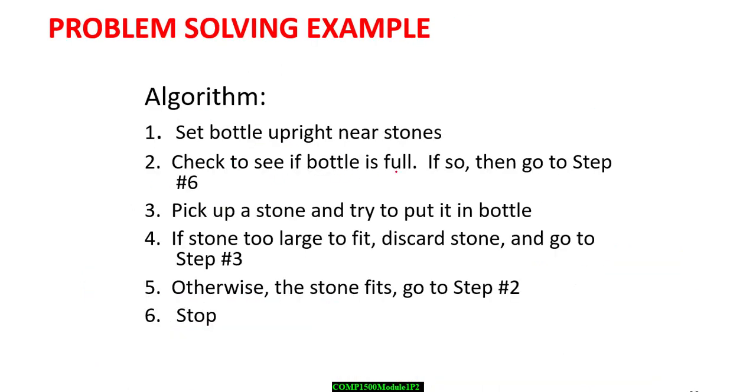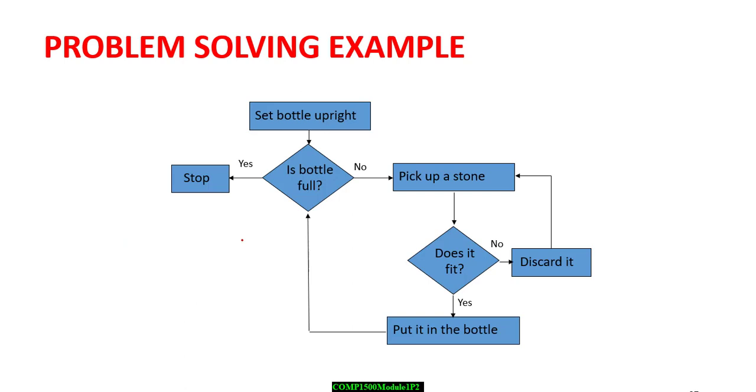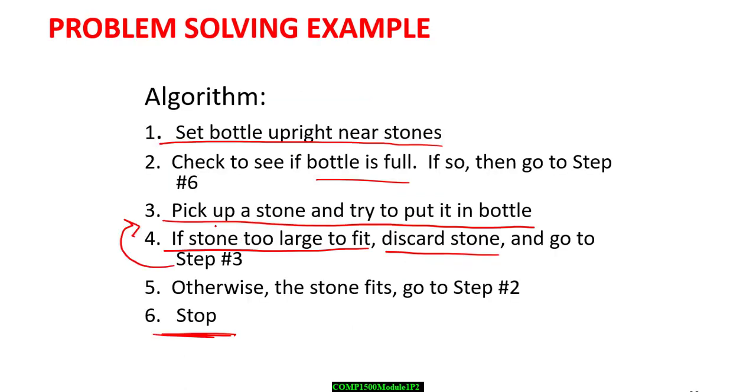So the algorithm: set the bottle up straight. Make sure that the bottle is sitting up straight. Check if the bottle is full. Is the bottle full? If yes, go to step 6. That means we are done. If not, go to the next step. Pick up a stone, try to put it in the bottle. If the stone is too large to fit, meaning the stone does not go in, discard the stone. Throw it away. If it fits, go to step number 3. Sorry, if it doesn't fit, go to step number 3, pick another stone and try to fit it in. If it fits, go to step number 2, check.